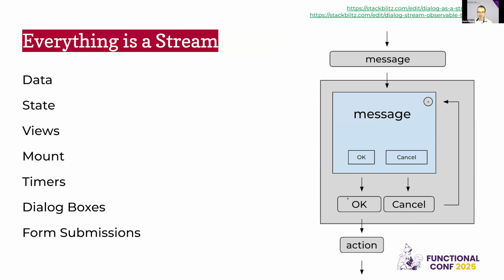So what does everything as a stream mean? Yeah, literally data, state, views, mount, timers, even dialog boxes. This to the right is an example of a dialog box as a stream. So you have a message event from a stream. You connect to this component. It shows your message. OK and cancel will be reactive streams. Cancel does pretty much nothing in this case, just closes the dialog box. And if you press OK, it will emit an OK stream, and then you can take any further action. So composition, form submissions, lots of other things.